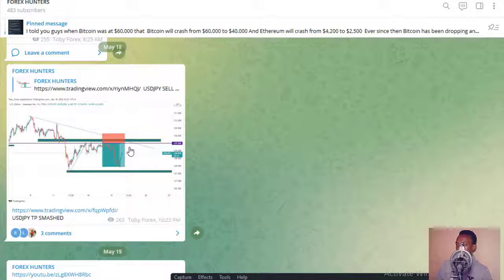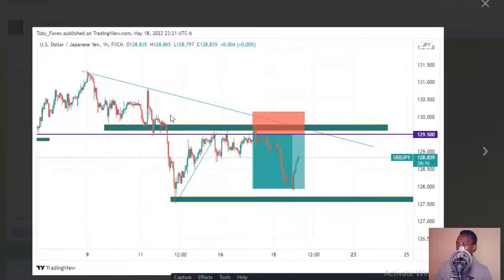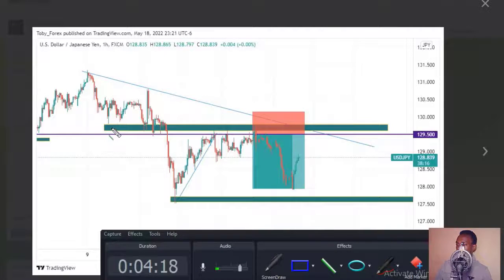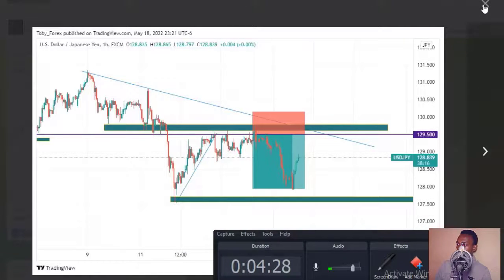If you look at this chart that I posted here, this is basically a support that actually got broken and turned into a resistance, and we were able to picture an entry within here. So that's basically it, and it smashed our take profit.